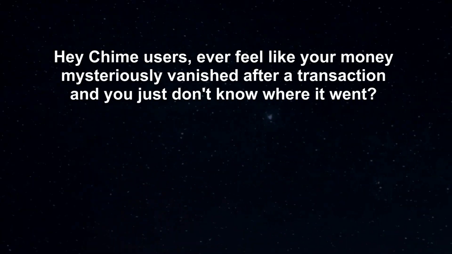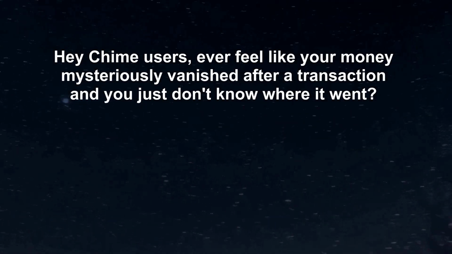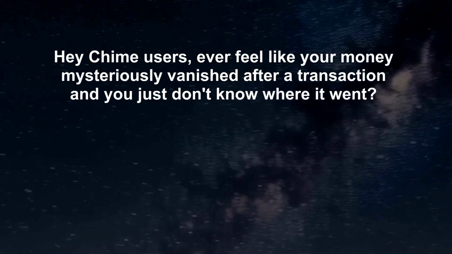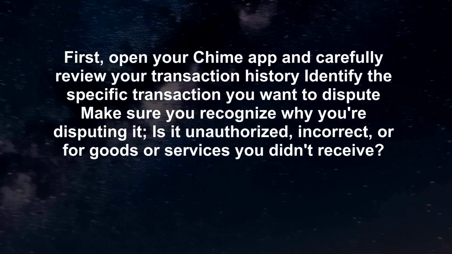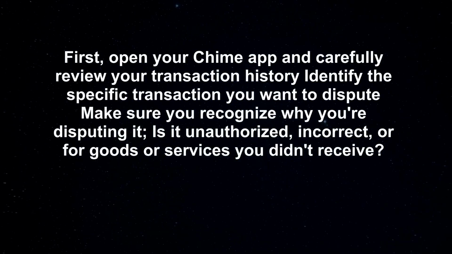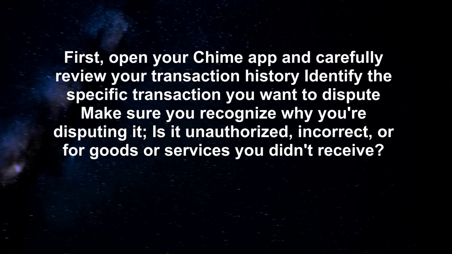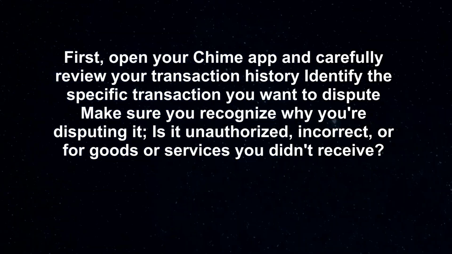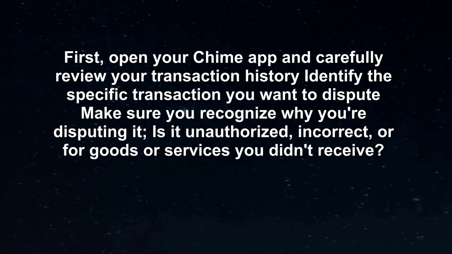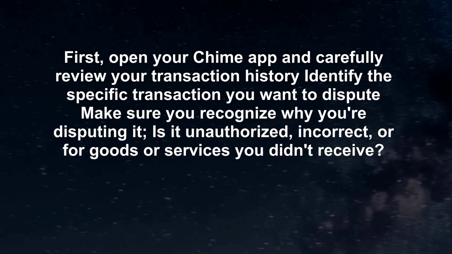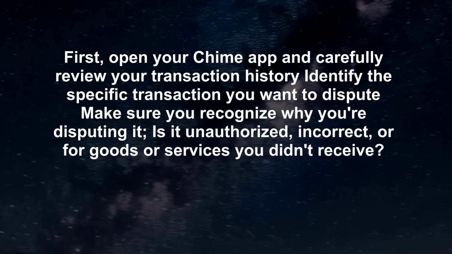Hey Chime users, ever feel like your money mysteriously vanished after a transaction and you just don't know where it went? First, open your Chime app and carefully review your transaction history. Identify the specific transaction you want to dispute. Make sure you recognize why you're disputing it. Is it unauthorized, incorrect, or for goods or services you didn't receive?